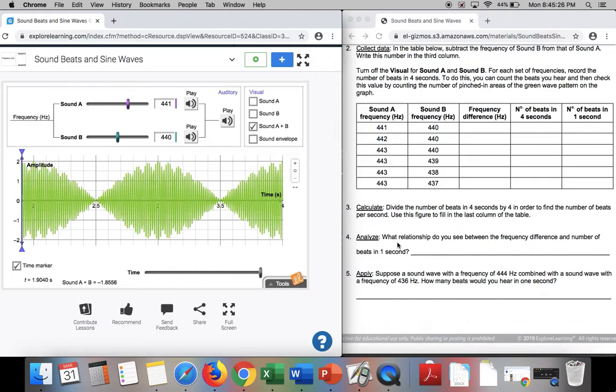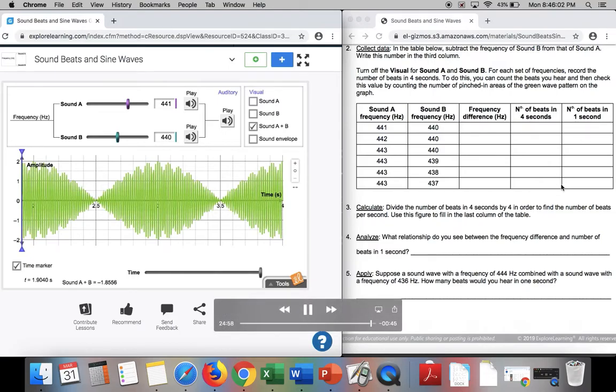Alright, number 2, analyze: what relationship do you see between the frequency difference and the number of beats in 1 second? So you're going to look at this column, and you're going to look at this column, and you're going to write a statement right there of what you see. And then we're going to apply what we've got. So we've learned that you take these two and subtract them, that gives you the frequency difference. And we looked at how that causes the beats to vary per second or per every 4 seconds, and so forth.